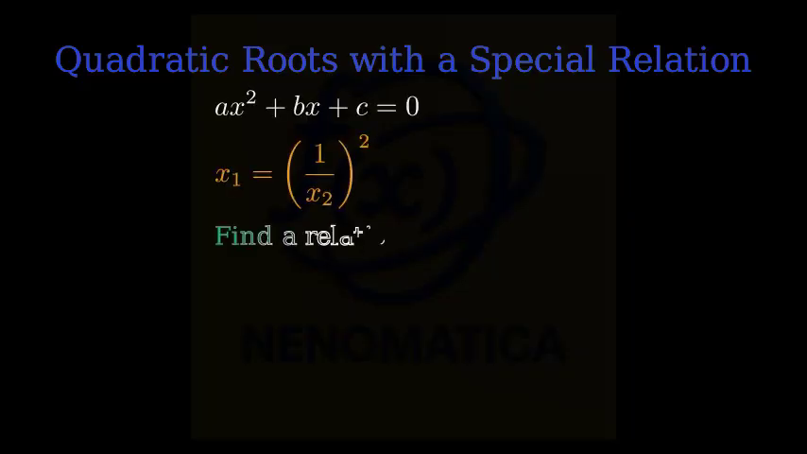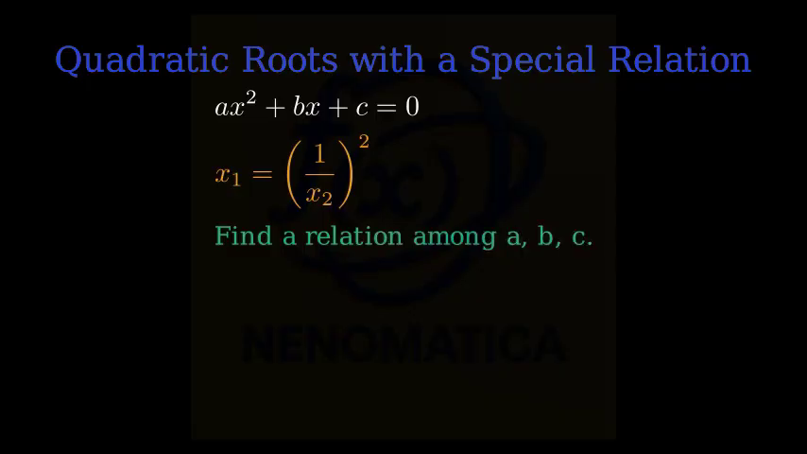In this lesson, we will solve a neat coefficient condition problem for a quadratic. We are told that for the quadratic ax squared plus bx plus c equals 0, one root equals the square of the reciprocal of the other. We will derive a clean relation among a, b, and c.